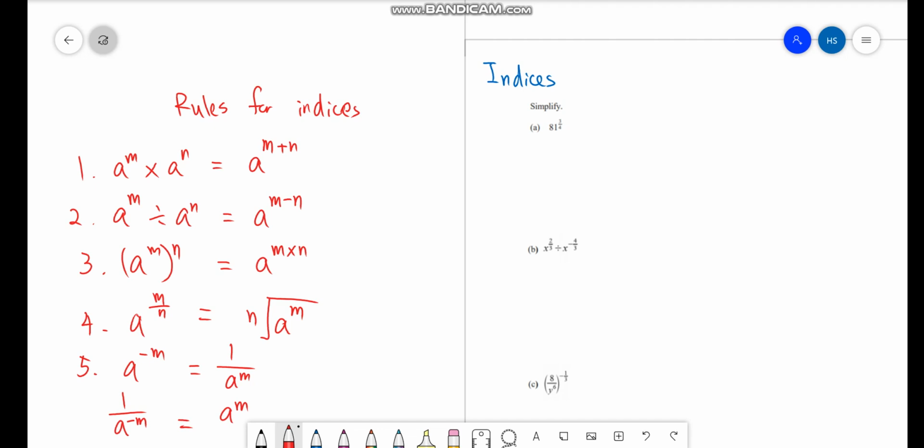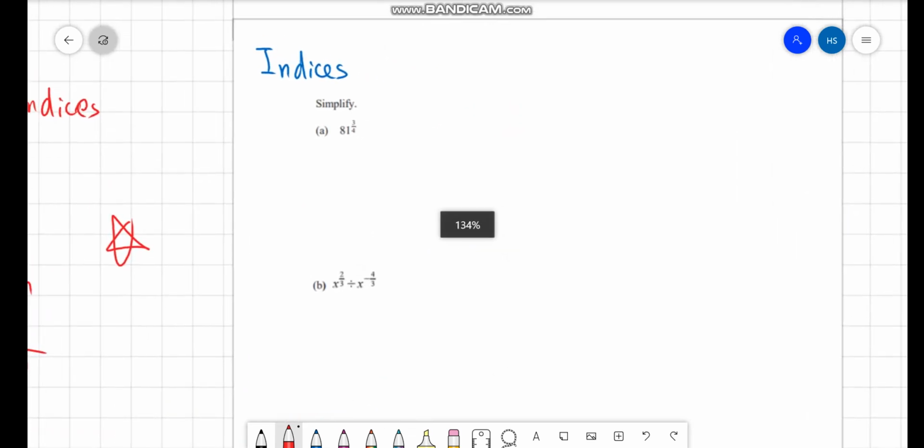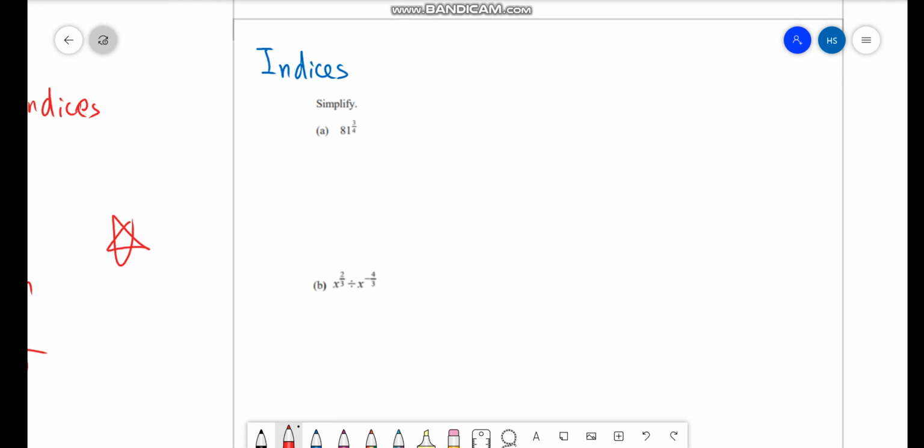So these are the rules that you need to memorize. Okay, so let's get to the exercise. First one, simplify 81 power 3 over 4. The 81 we can actually change to become 3 power 4. So 3 power 4, bracket, 3 over 4. Remember the rule for indices? If you have a bracket, you have to multiply. So it becomes 4 times 3 over 4. So you get 3 cubed as the final answer. So it is 27.